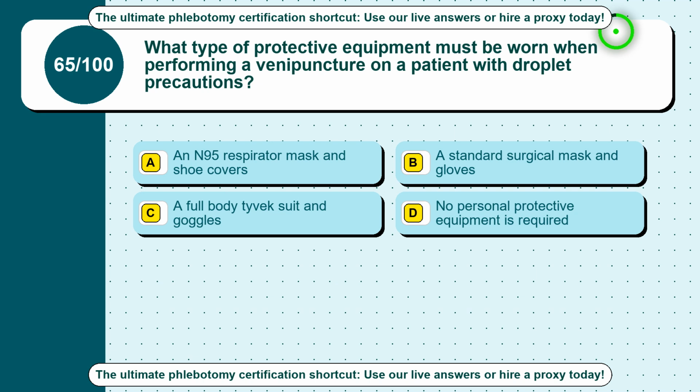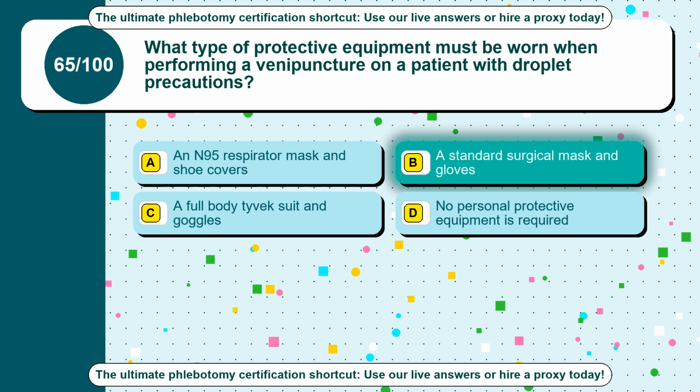Question 65. What type of protective equipment must be worn when performing a venipuncture on a patient with droplet precautions? Option A, an N95 respirator mask and shoe covers. Option B, a standard surgical mask and gloves. Option C, a full body Tyvek suit and goggles. Option D, no personal protective equipment is required.